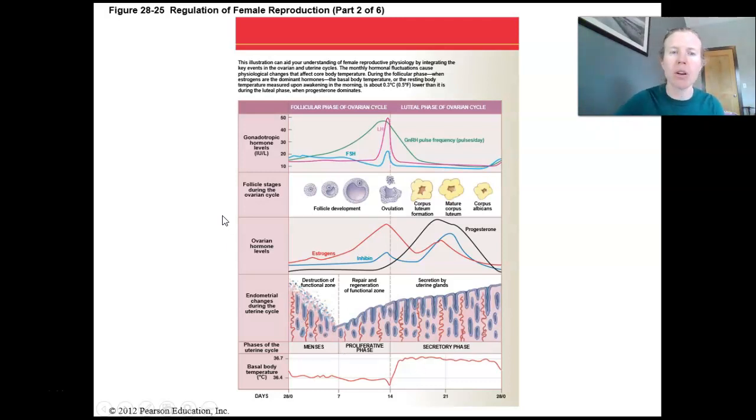So let's start here with these gonadotropins. So one of the things I think that's hardest about picturing this is, so remember gonadotropin releasing hormone, this is released from the hypothalamus.